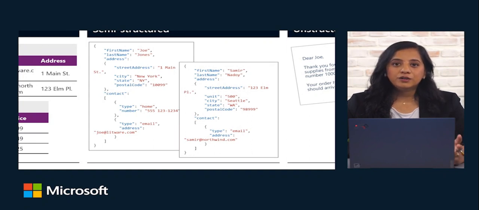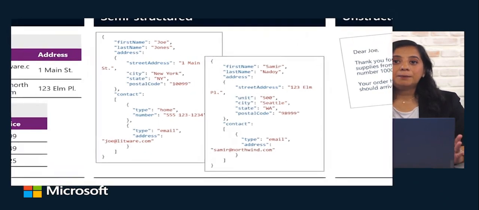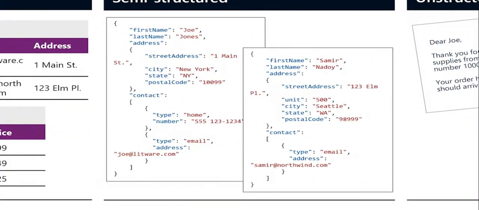You don't have a strict schema to follow. The best example is the JSON file in front of you. We'll talk a little bit more about it in a little while. But on the other extreme, if you observe, is the unstructured data.